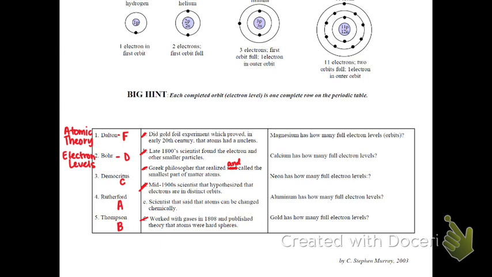This is the scientist that said atoms can be changed chemically. This is a trick. Atoms cannot be changed chemically. What happens if you change the number of protons in an atom? It's going to be something else. Yeah. So atoms cannot be changed. They're just rearranged.